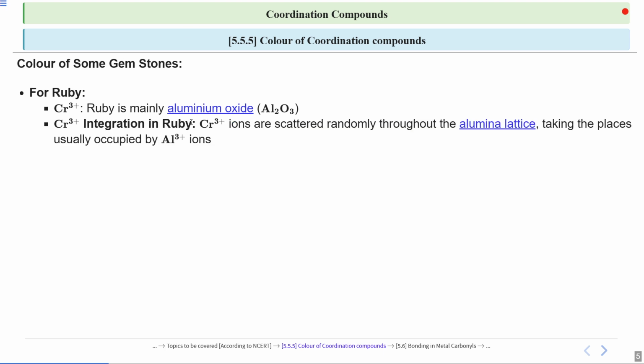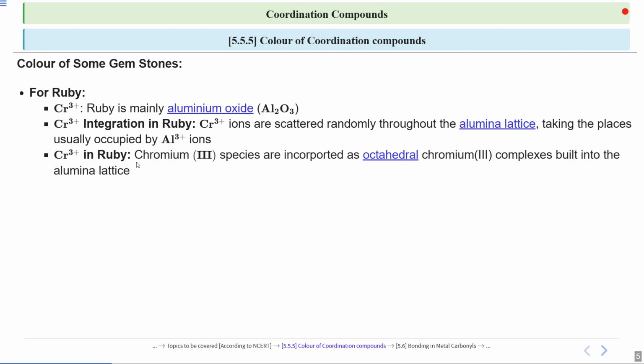Chromium 3 positive integration in the ruby. Now, how is the chromium 3 positive introduced in the ruby? Chromium 3 positive ions are scattered randomly throughout the alumina lattice. Ruby is mainly aluminium oxide, and throughout this lattice, the ions of chromium 3 positive are scattered randomly, taking the places usually occupied by aluminium 3 positive ions.